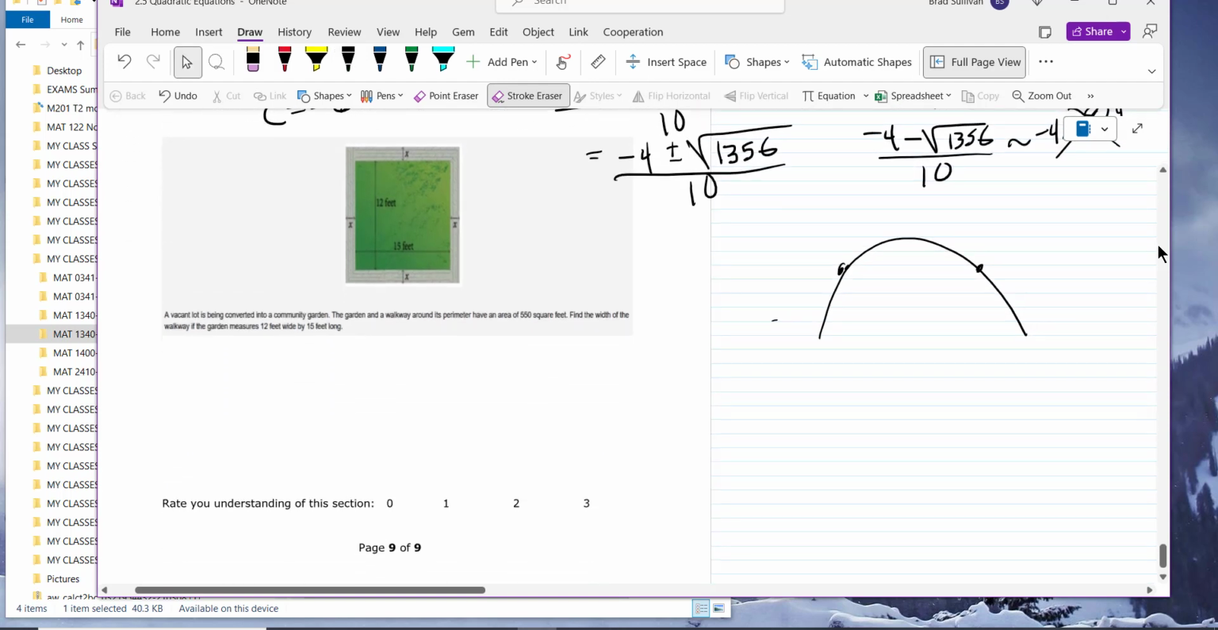Okay, let's do this last problem here. This is the fun one. You'll see this same problem on WebWork. I decided I'll just do the problem for you.